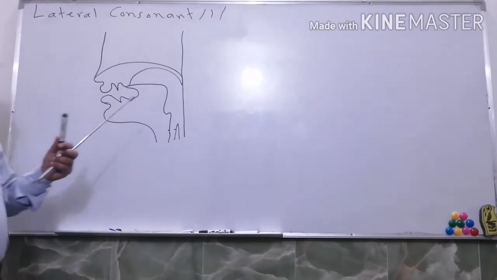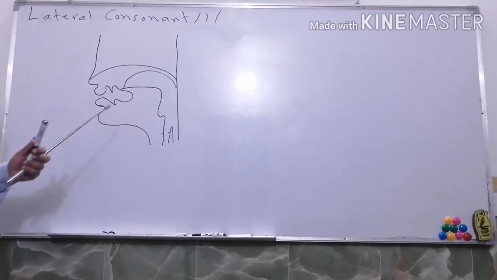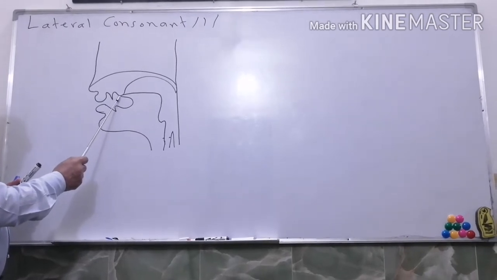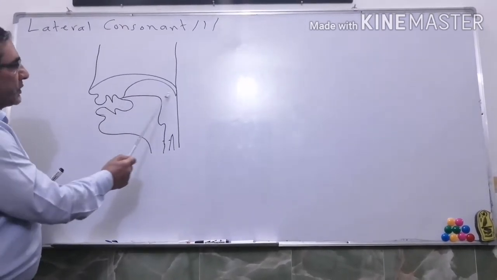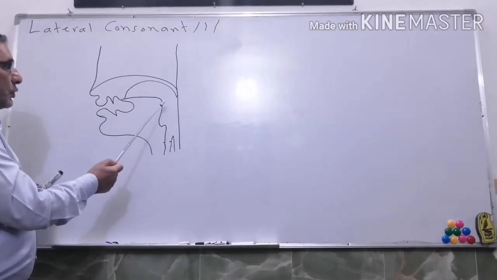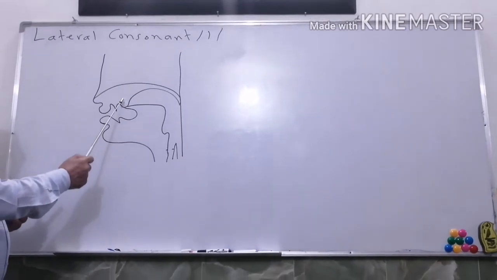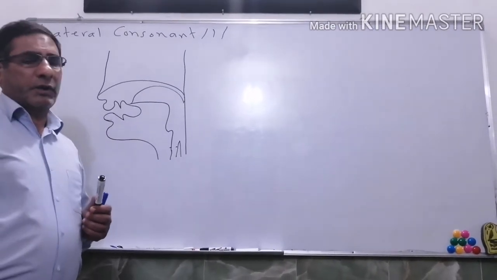What do you mean by this here? You know that, I'm going to use Arabic here. Now you see here, nearly the distance from here to here is nearly the same as this distance. Nearly, the distance is the same. Therefore, this is the center of the mouth. This is the center of the mouth.